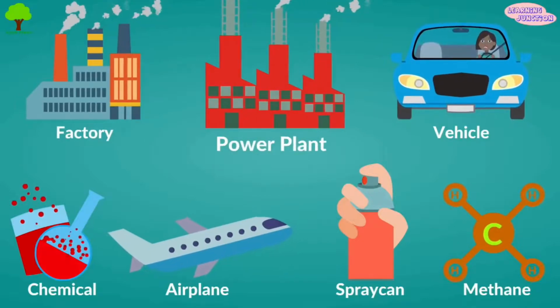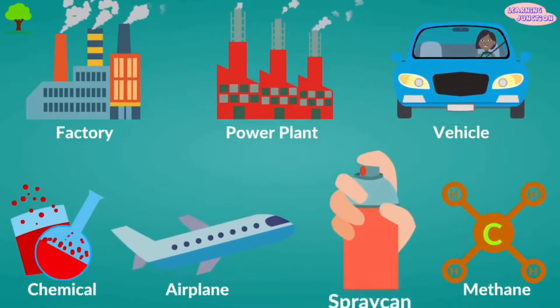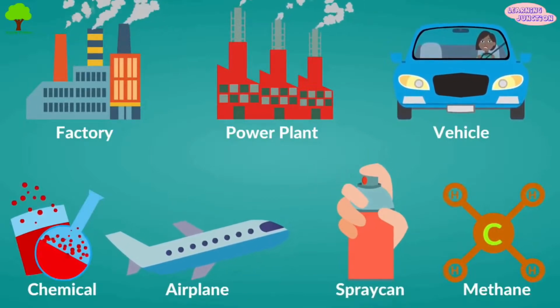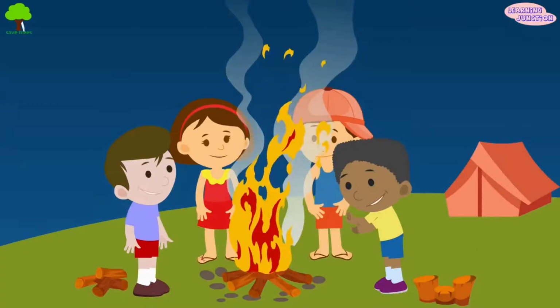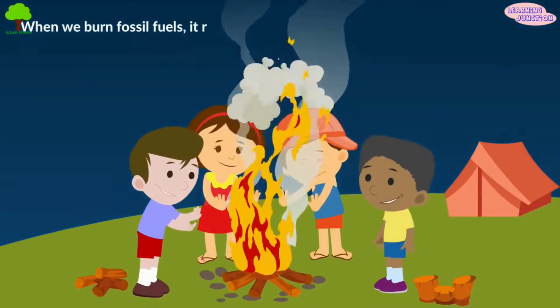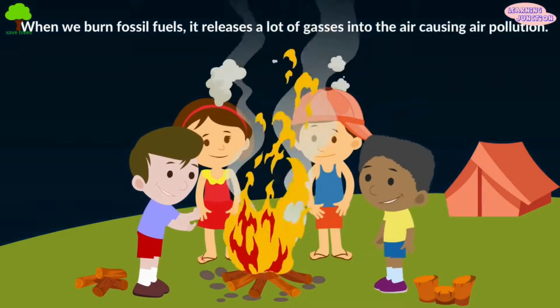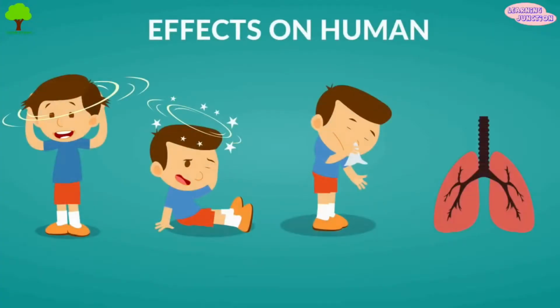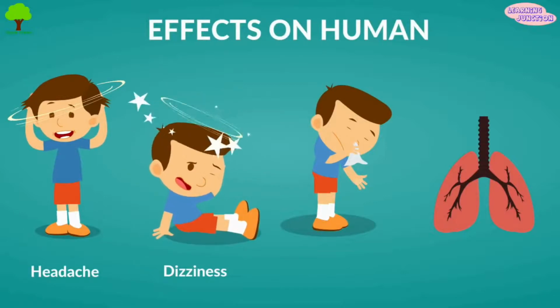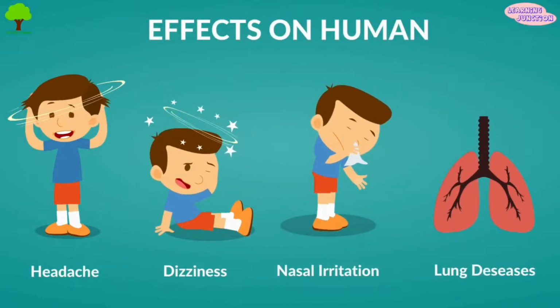It can be from factories, power plants, vehicles, chemicals, airplanes, fumes from spray cans, and methane gas from landfills that causes air pollution. When humans burn fossil fuels, it releases a lot of gases into the air, causing air pollution. Let's see the effects of air pollution one by one. Effects on humans: air pollution causes headaches, dizziness, nasal irritation, lung diseases, and more.